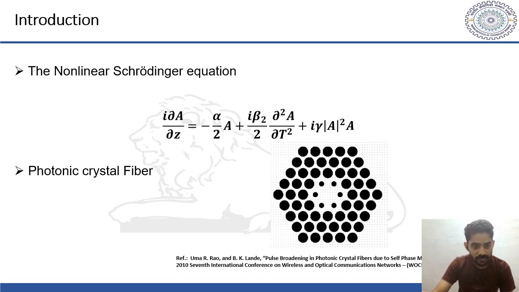Okay, here is the photonic crystal fiber. This is a solid core photonic crystal fiber. The black spots are the air capillaries. The distance between two air holes is called the pitch. The reason for using photonic crystal fiber is that it is a highly nonlinear fiber compared to the conventional fiber.